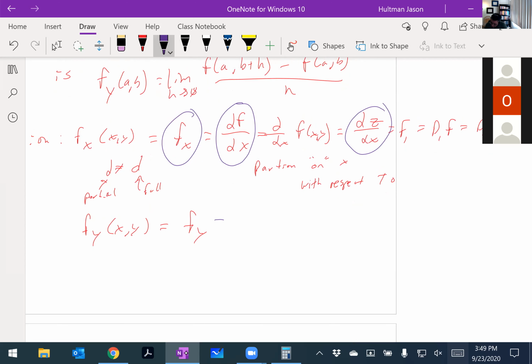So f sub y equals the partial of f with respect to y, which is equal to the partial of z with respect to y. The other ones, I'm not going to even bother writing. You may end up seeing d2f. That just means take your second variable, or f sub 2, or dyf. But again, that's kind of confusing. What's 1, what's 2? So we don't really use these much at all. We won't be using them in this course anyway.